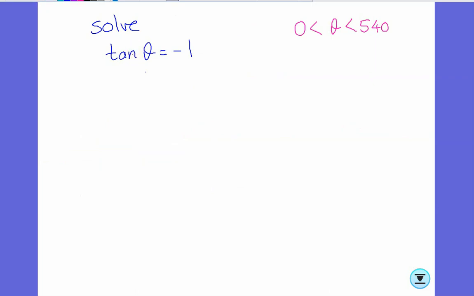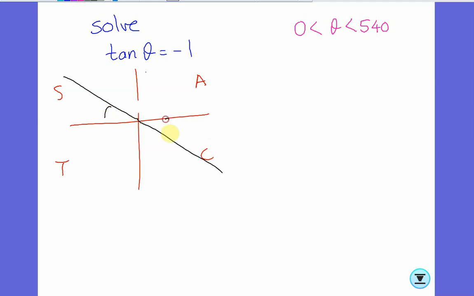So the ratio is on its own. So let's draw the CAST diagram. The tan values are negative, so where is tan negative? They're all positive here. Only sine's positive, so tan must be negative. Tan is positive here, so not there. Cosine's positive, tan is negative. So inverse tan of -1.